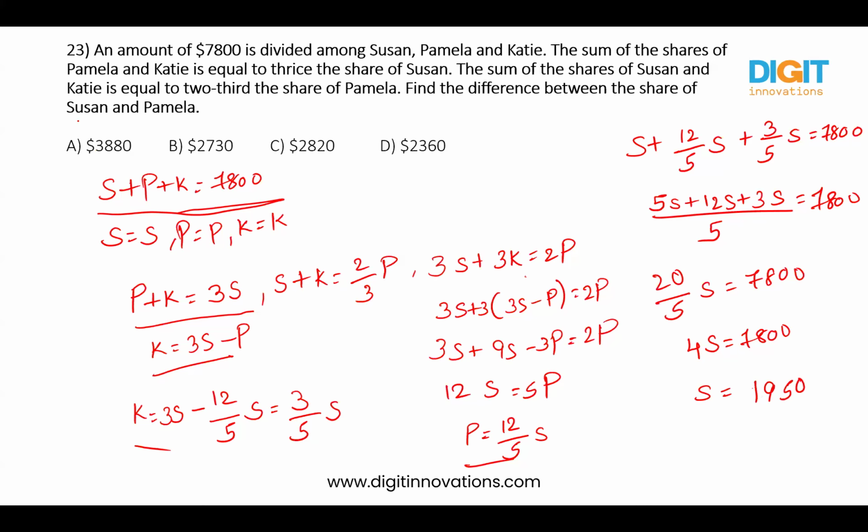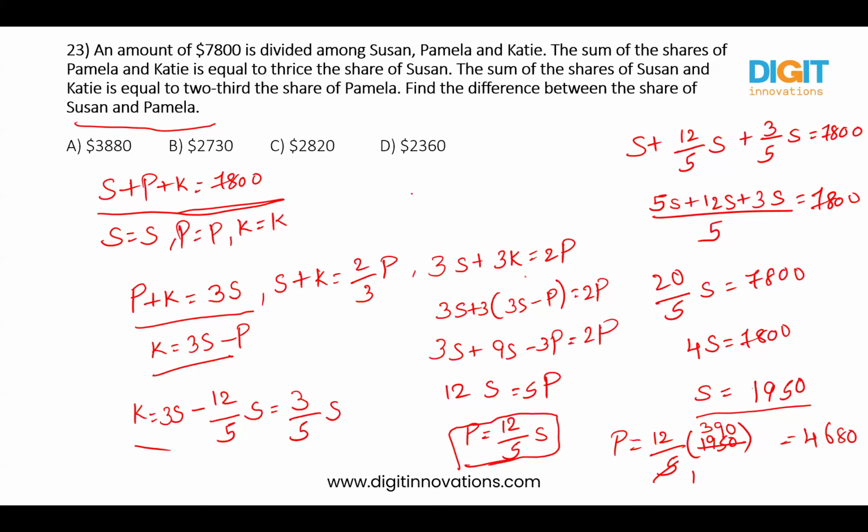They are asking the difference between Susan and Pameli. So I got the Susan value. Now I am going to place this value in this equation to get the P value. 12 by 5 into 1950, which is 12 into 390, which would be 4,680. They are asking for the difference, right? 4,680 minus 1950 would be 2,730. Option B is the correct answer.